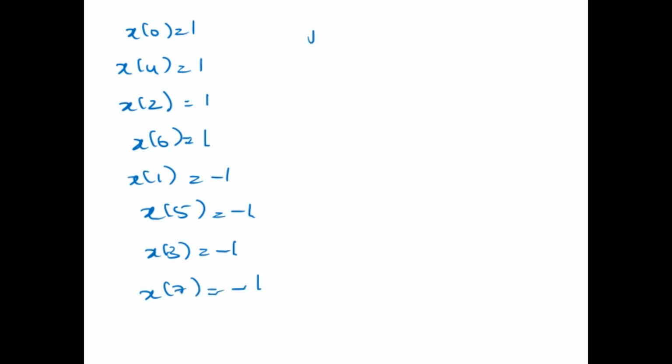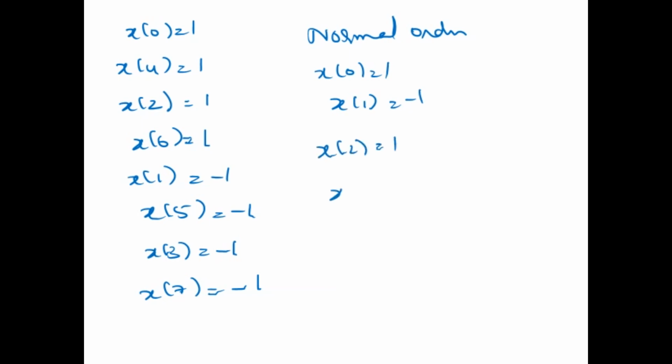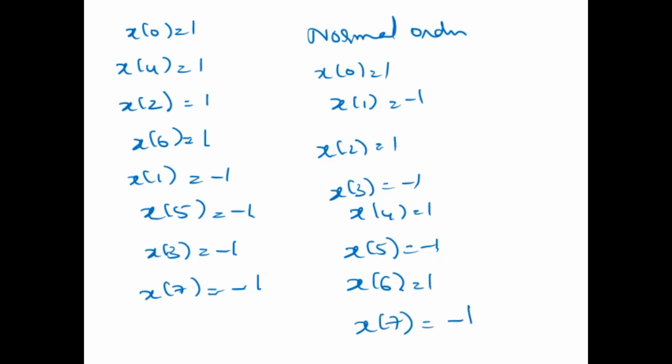So the answer in normal order: x of 0 is 1, x of 1 is minus 1, x of 2 will be 1, x of 3 will be minus 1, x of 4 will be 1, x of 5 will be minus 1, x of 6 will be 1, x of 7 will be minus 1. So this is the answer for the given problem.